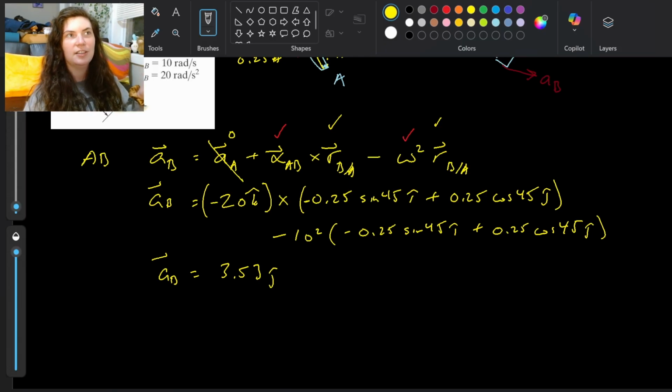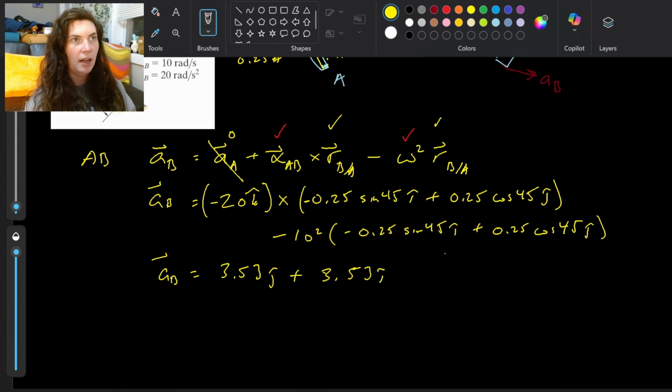All of these are just going to give us numbers, right? All we're doing is finding what this AB is. There's no unknowns in here. It's just whatever AB is. So your negative 20 times negative 0.25 sine 45, that's going to give you 3.53 j hat. And then I've got a k times a j, so that's a negative i. And that's a negative i times a negative, so that's going to give me a positive 20 times 0.25 cosine 45, and that is another 3.53 i hat.